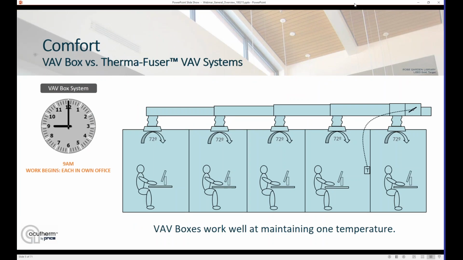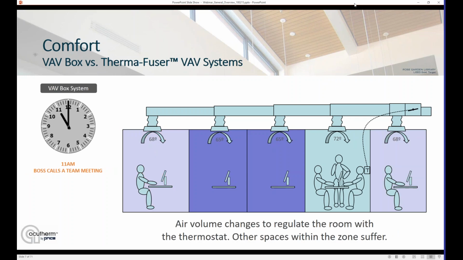In a typical system, there's a thermostat on the wall, and it works very well at maintaining the temperature in the location where the thermostat is. The problem is, everyone's got slightly different preferences, and you can't cater to those individual needs. As people move around and loads shift within your spaces, you can bias loads to the room with the thermostat and cause overcooling in the other spaces.